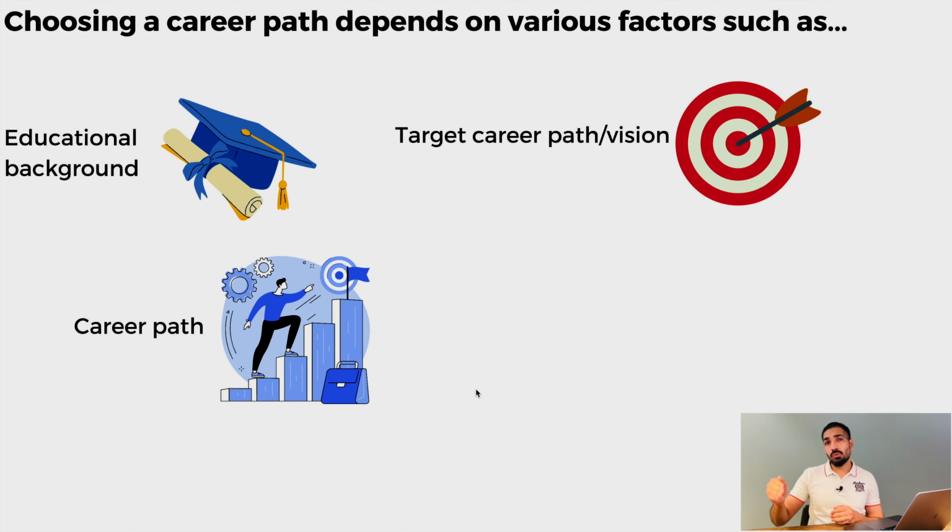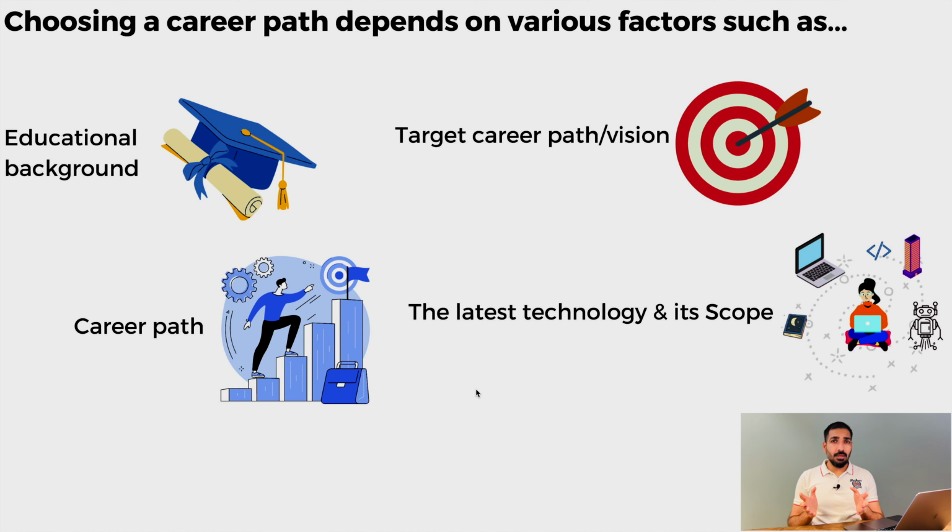Where would you like to grow in your career? What is the actual position where you would like to see yourself after 5 years, 10 years, etc. After that, another contributing factor would be the latest technology and its scope. Everyone would like to work with the technology that is going to stay for years. For example, in the last 10 years, big data was at boom, but now data science or data scientists are getting more and more jobs.